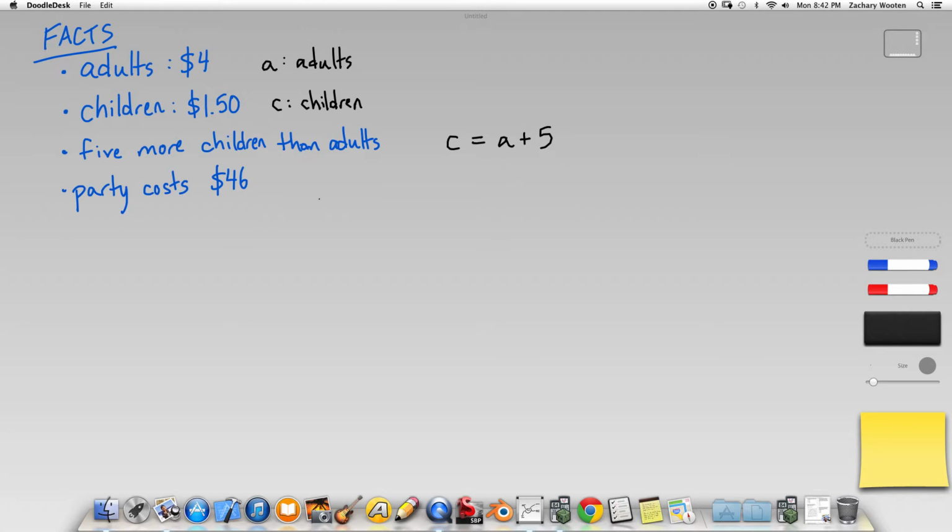Now the next equation tells me how much the total cost of the party is, and I know that for every adult it's going to cost $4, so I do 4 times the number of adults plus $1.50 per child, so $1.50 times the number of kids, and altogether the total cost should be $46. So I already have 2 equations here. This is my system. Sometimes you'll see a little squiggly curly brace in front of your system. That lets us know these equations go together and they need to be working together at the same time.